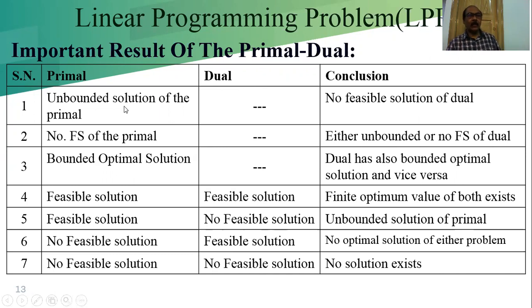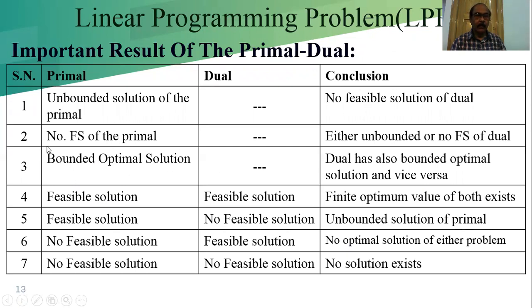If there is an unbounded solution in the primal, from that we can conclude that there is no feasible solution in the dual. Now, no feasible solution of the primal. From that we can conclude that two things may happen in the dual: either an unbounded solution or no feasible solution. It is not always vice versa; we cannot say. So from no feasible solution we can conclude the dual may have no feasible solution or an unbounded solution.